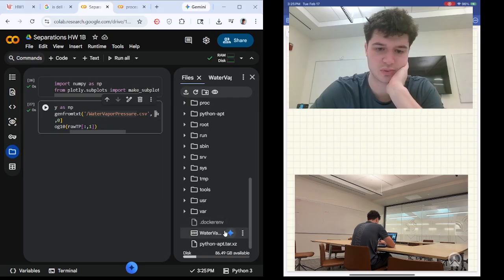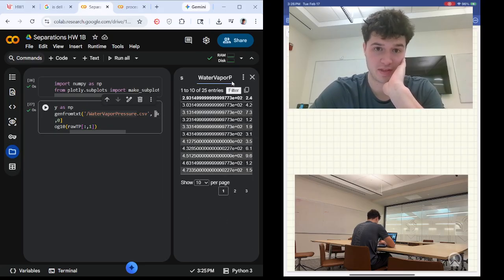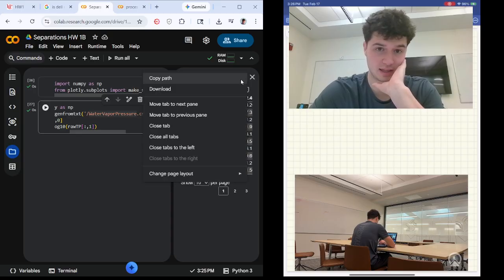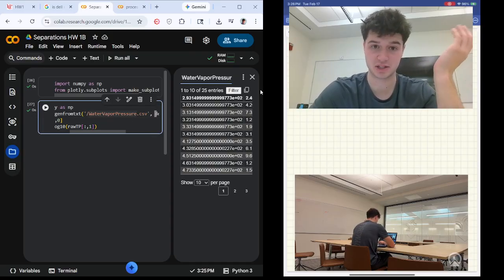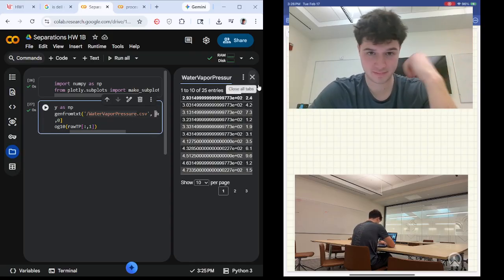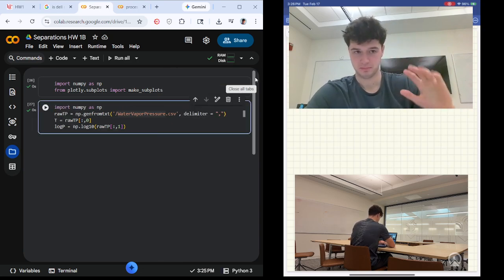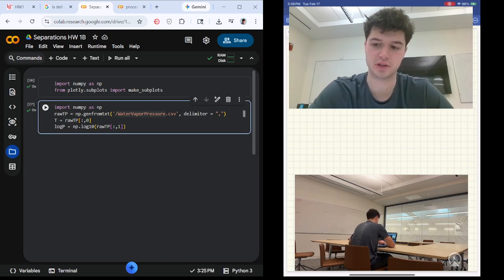I scrolled all the way down to this water vapor thing. I had to open it up and then I went into here. I clicked these and I had to do copy path and then I guess I needed a backslash. I'd never have known that, but now I do. So we were able to continue with this coding process.